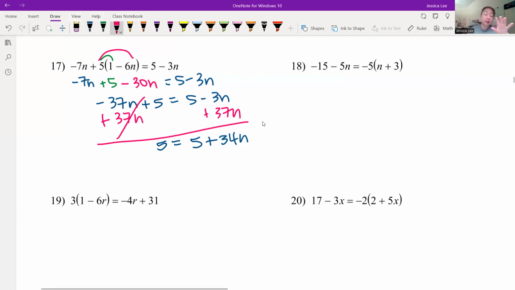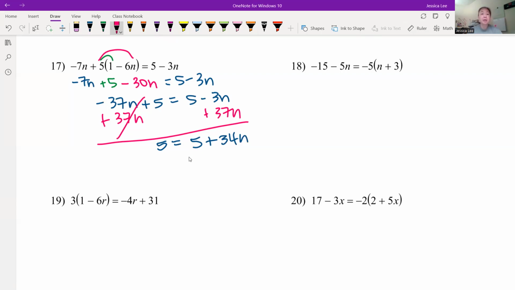Again, if you get stuck on how she got that, literally give your brain time to process. Pause it, figure it out by yourself, look it over again, look at the explanation again, and then continue on. Don't just be like, oh yeah. That's not going to help you.